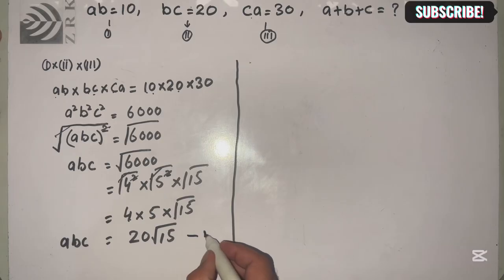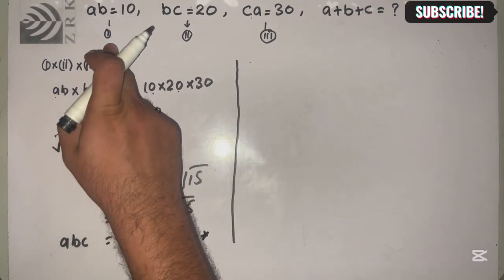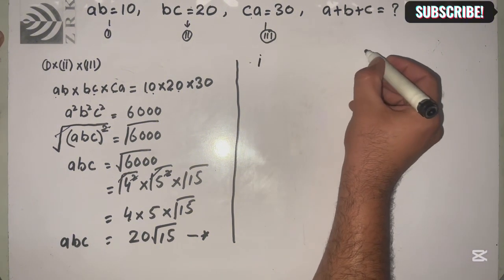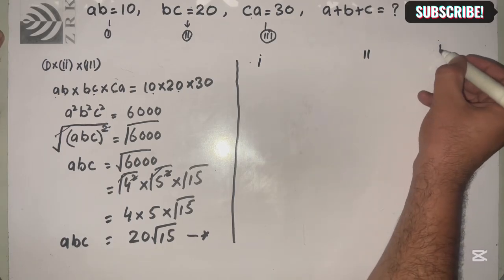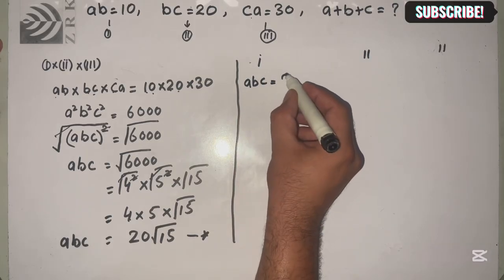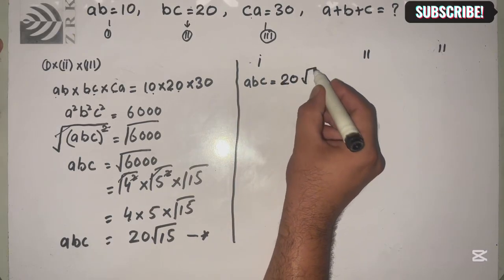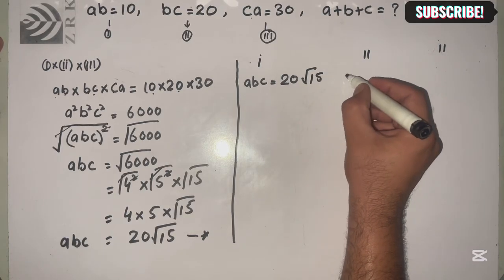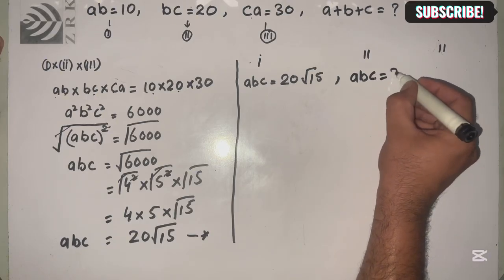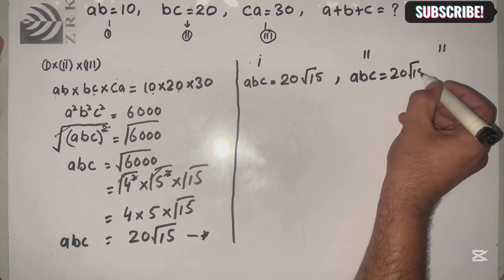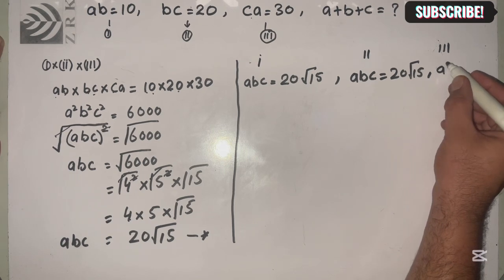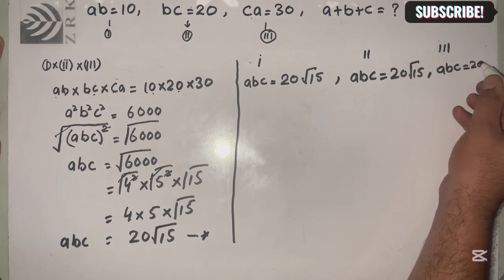equation. This is star equation. According to these three equations, that according to the first equation, according to the second equation, and according to the third equation, we can write it as that a, b, c is equal to 20 times 15 square root. And for the second one, we can write that a, b, c is equal to 20 times 15 square root. And for the third equation, we can also write the same thing, that a, b, c is equal to 20 times 15 square root.